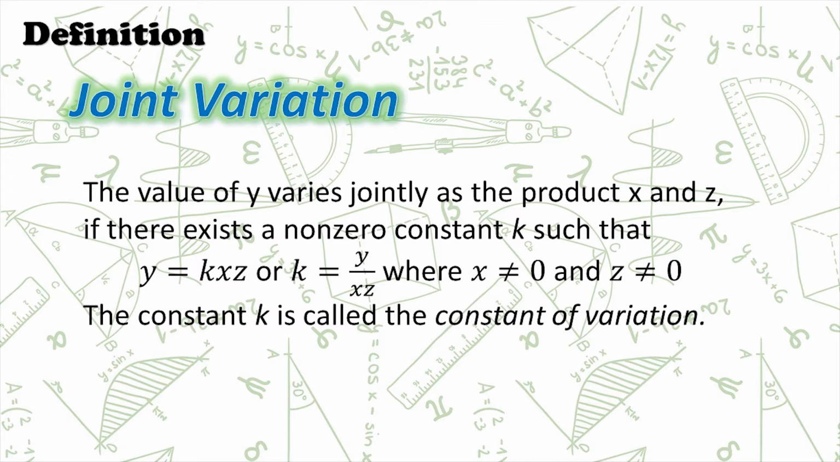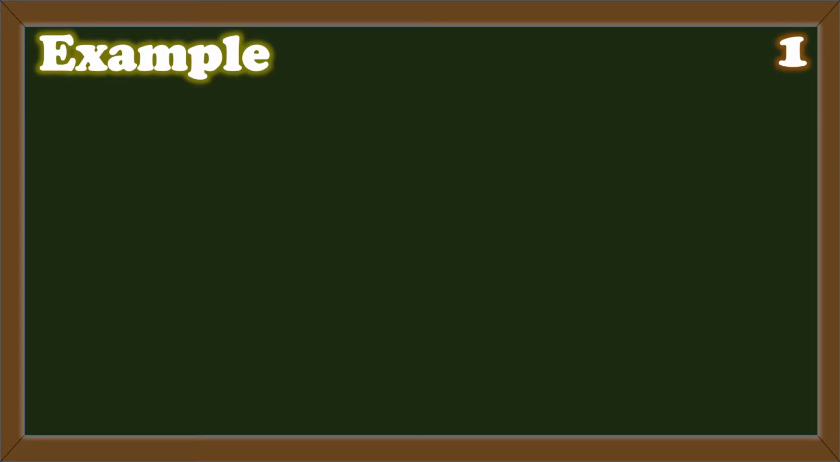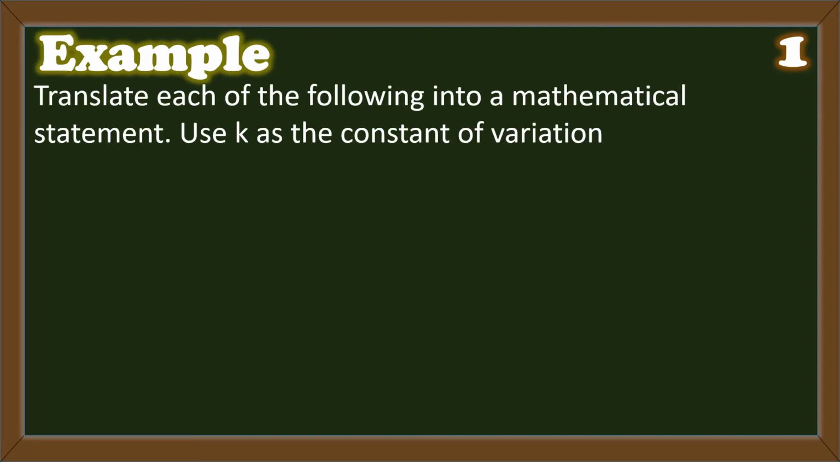Maaari nating sabihin na ang y ang ating dependent variable at ang x and z naman ay ang ating mga independent variables. Proceed tayo sa mga examples.